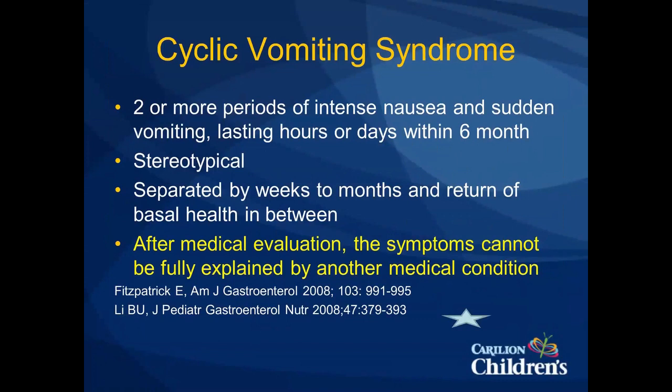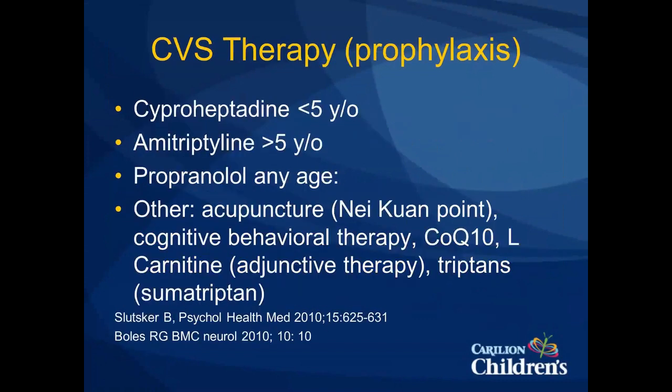So therapy in itself, cyproheptadine, which is an H1 antagonist, is used in less than 5 years of age. The dose of cyproheptadine is from 0.5 to 1 milligram per kilo per day divided in two doses. Amitriptyline is used in children greater than 5 years of age, and the dose for amitriptyline is 0.5 milligram per kilo per day at night. And propranolol can be used in any age.